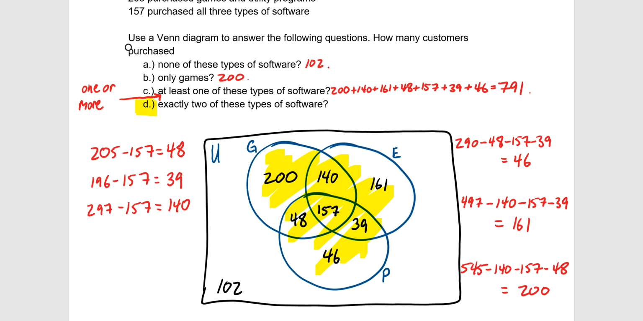Okay, and then the last question, question D, exactly two of these types of software. So thinking about the regions for exactly two, this region is games and educational software. This region is games and utility programs. And this region is utility programs and educational software. So those regions represent exactly two. So what we're going to do is add that up. 140 plus 48 plus 39. And that's going to give us a value of 227 customers. Okay, so that is the answers for those questions.